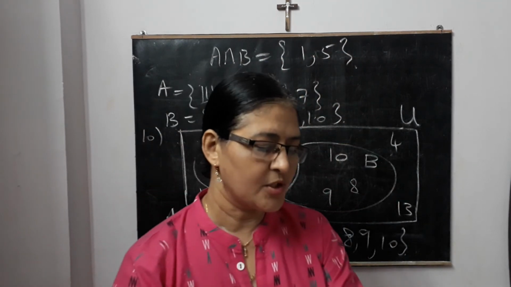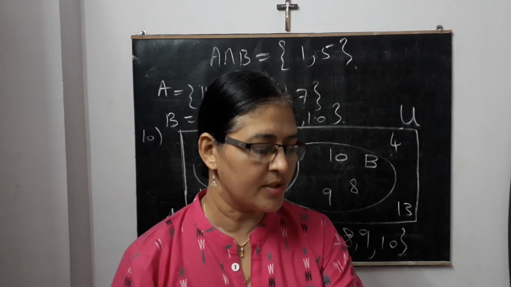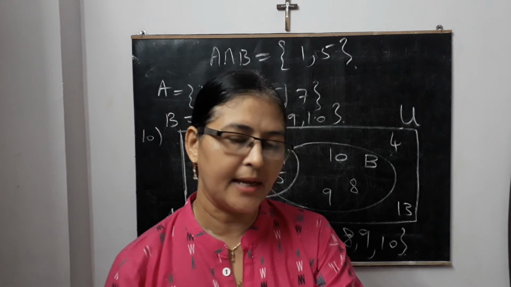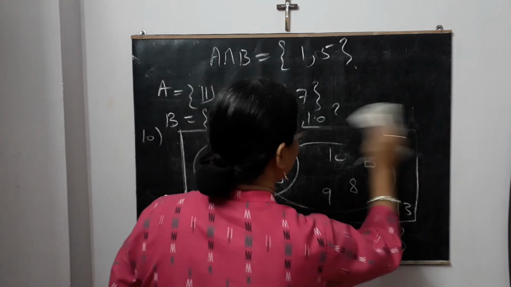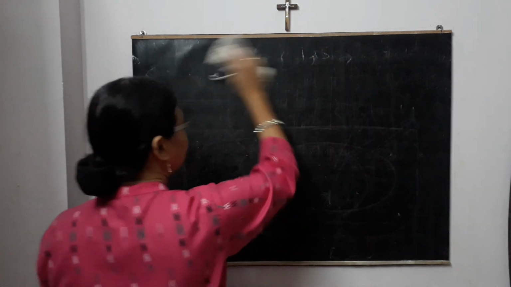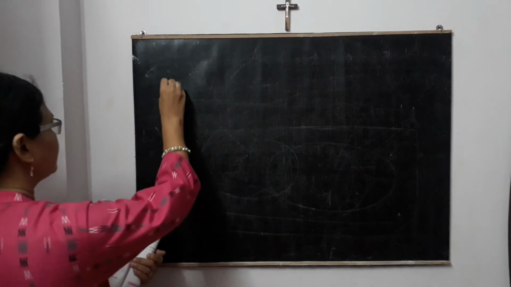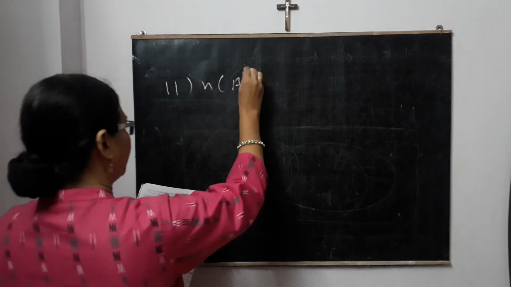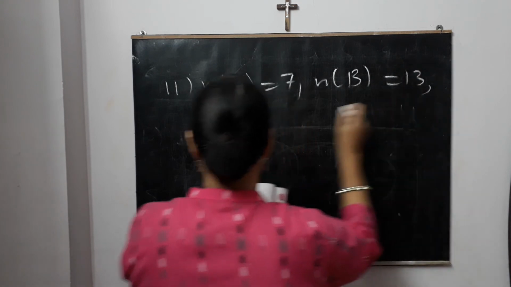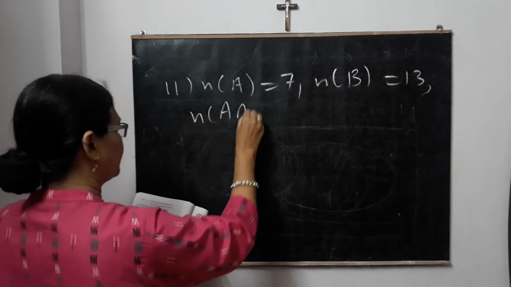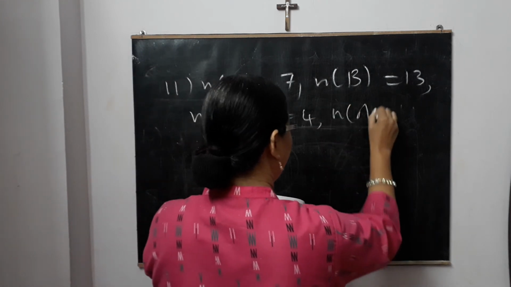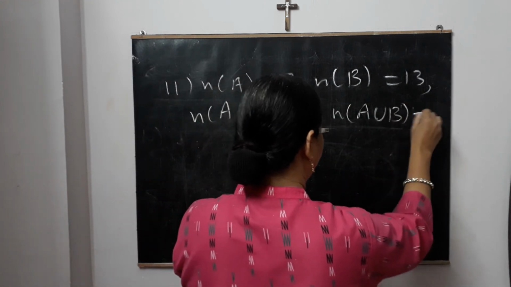Then you have the 11th question. N of A is 7, N of B is 13, the intersection is given and the union you have to find out. It is a simple, standard formula that we have to work out. So the 11th question is given: N of A is 7, N of B is equal to 13, N of A intersection B is equal to 4, and you have to find out N of A union B.